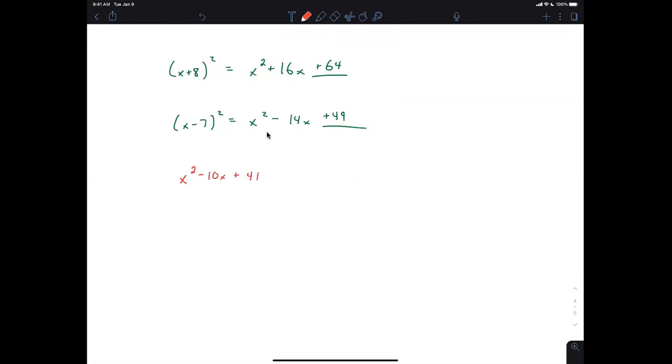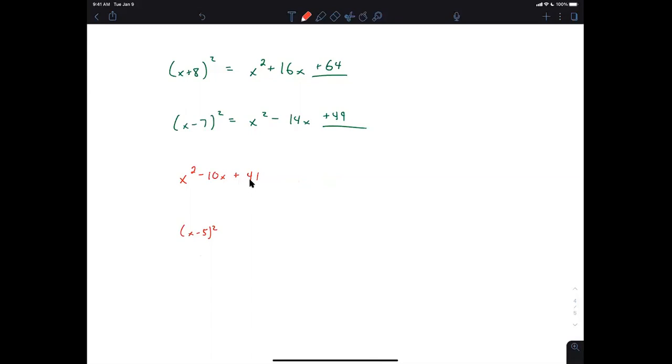X minus 5. Yeah, so what we're going to do is force x minus 5 squared in. We're going to skip a line and write x minus 5 squared. What I want us to do is force this expression into here. But x minus 5 squared is not x squared minus 10x plus 41. It's x squared minus 10x plus what?